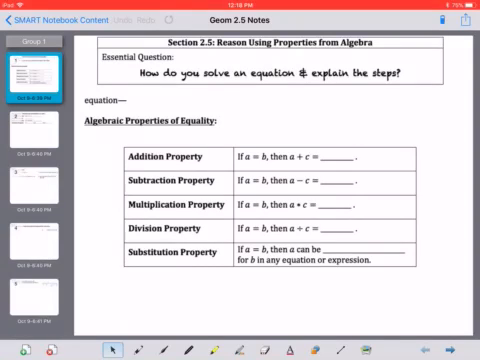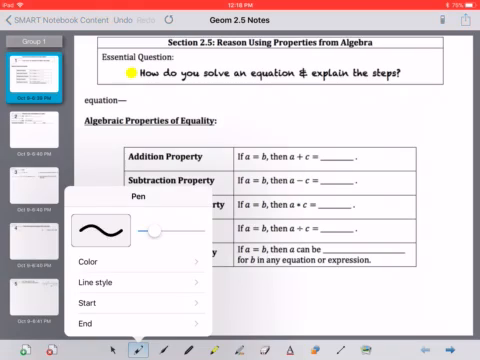Today we're going to cover section 2.5 in this video, reason using properties from algebra. We're going to answer this question here: how do you solve an equation and explain the steps? This is one of my favorite lessons to teach because it is really straightforward. There's not a lot of confusion with this, and this is all stuff that you should be really comfortable with if you have taken an Algebra 1 course.